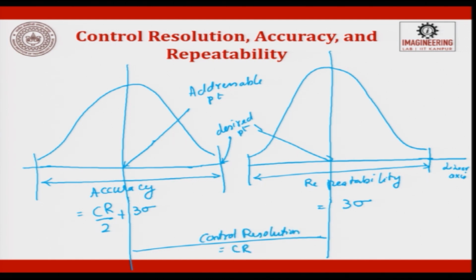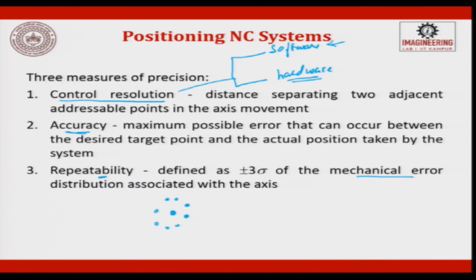The definitions are clear, the figure is also clear. Please understand it and then do it. What is this bell curve? The bell curve is the distribution of mechanical error. This is the representation of the control resolution, accuracy and repeatability, the definitions which we saw here.